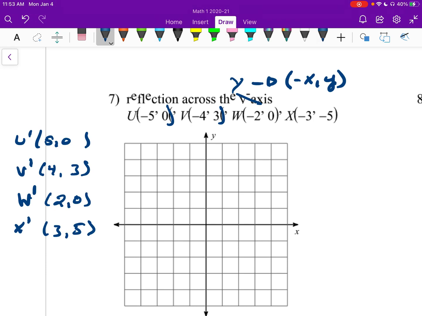I go to graph these now, and I have, well, 5, 0 is going to be U prime. 4, 3 will be V prime. W prime will be 2, 0. And X prime is at 3, 5. And so our shape should look something like that.